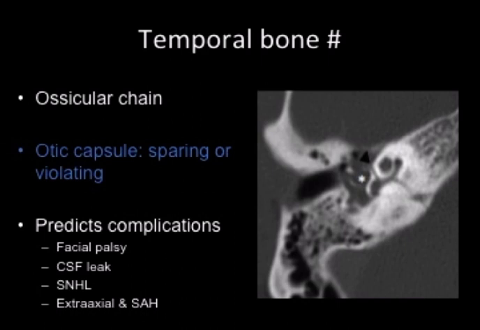So the fracture extends here to the basal turn of the cochlea and then out onto the sort of posterior petrous face here. So there is otic capsule involvement. And in trauma, you can also get air, so pneumolabyrinth within the cochlea.